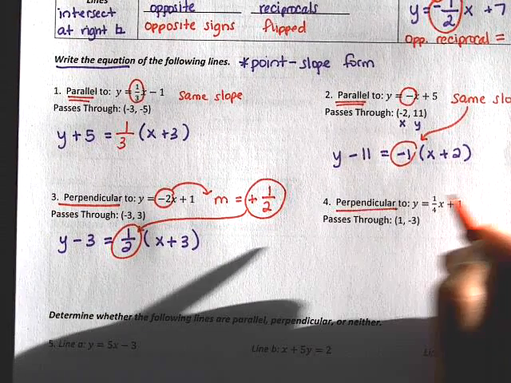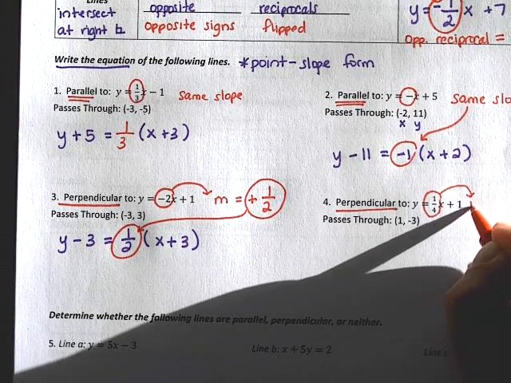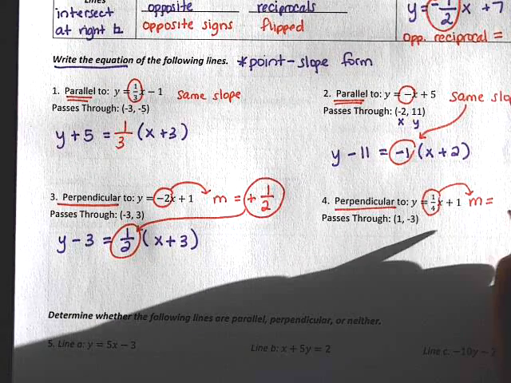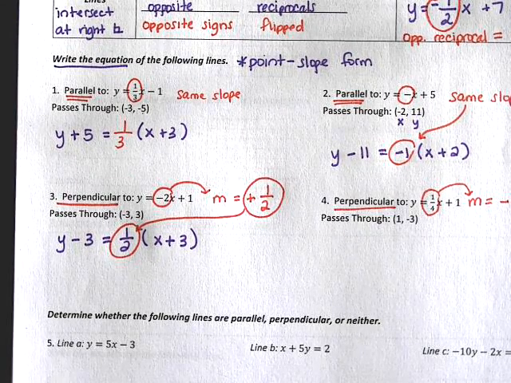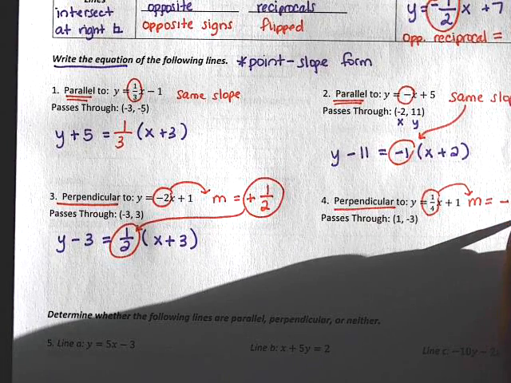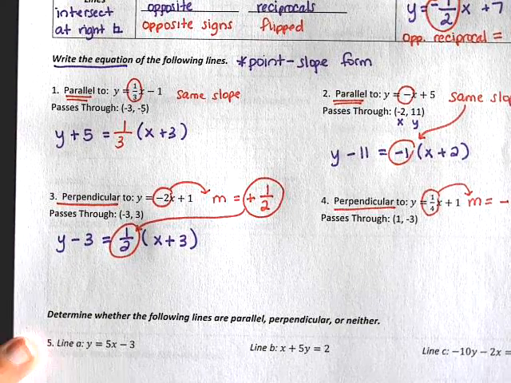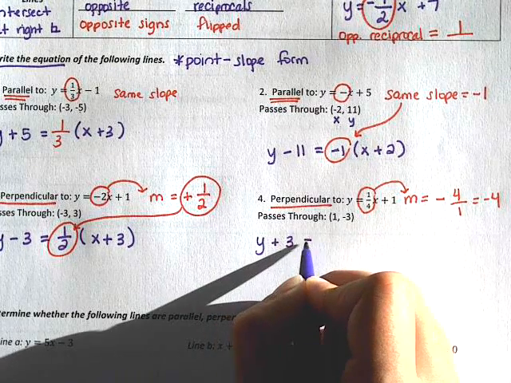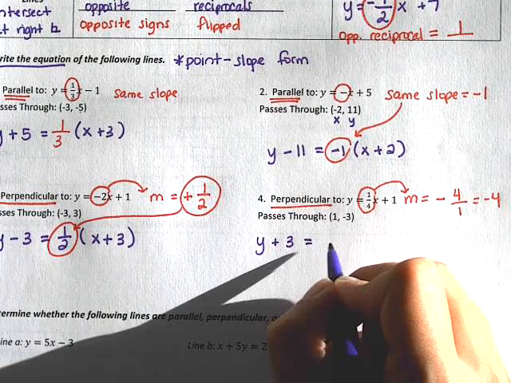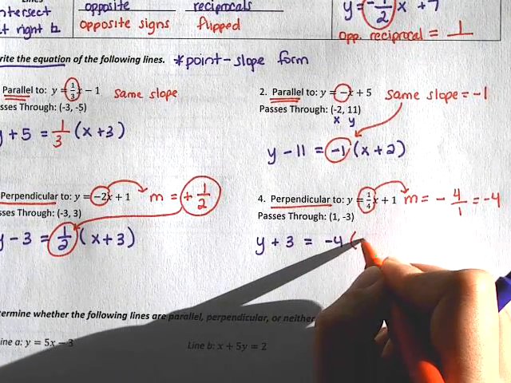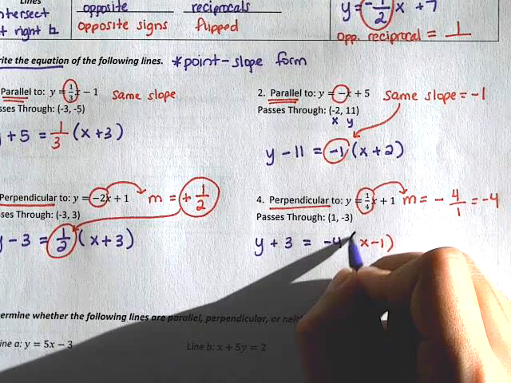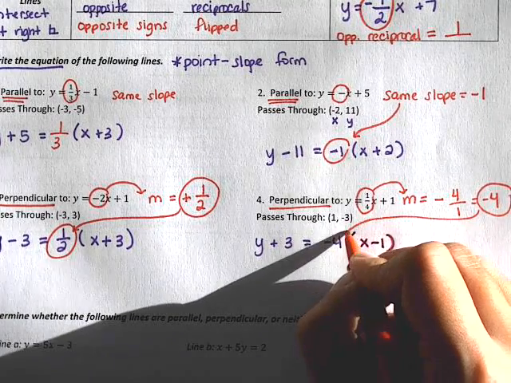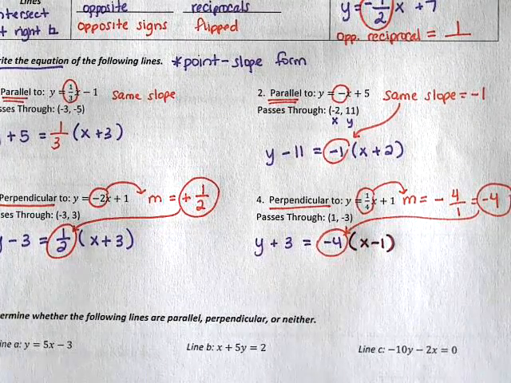If we are perpendicular, we're going to take this slope and make it the opposite reciprocal. Since my original here is positive, I would make it negative. And since it's 1/4, I would make it 4/1, or you could just write -4. So we would have y plus 3 equals, again, I'm going to use that slope, -4 parentheses x minus 1. And again, I'm using this slope, the opposite reciprocal, in the equation of my new line.